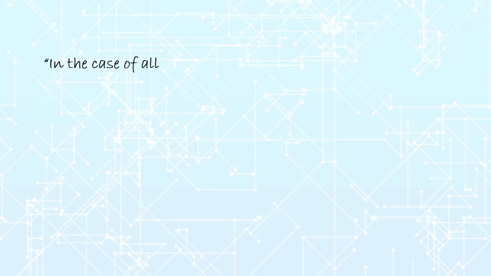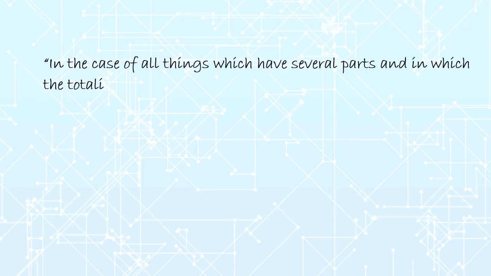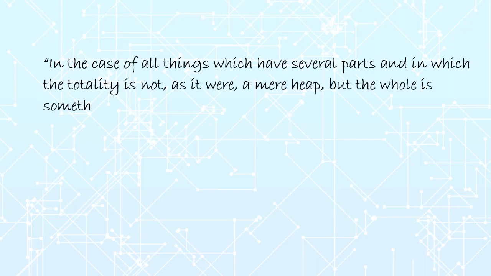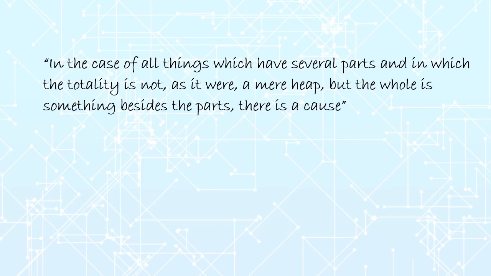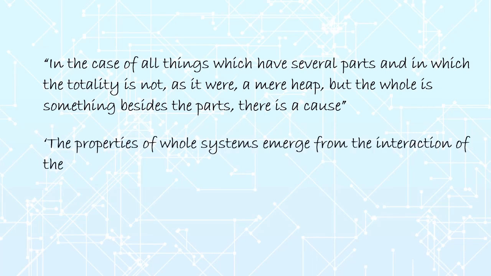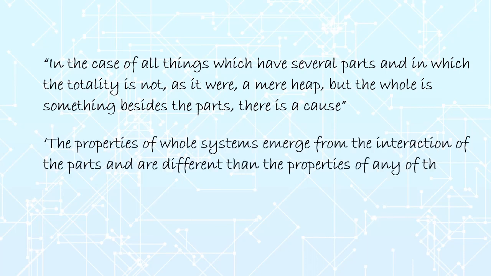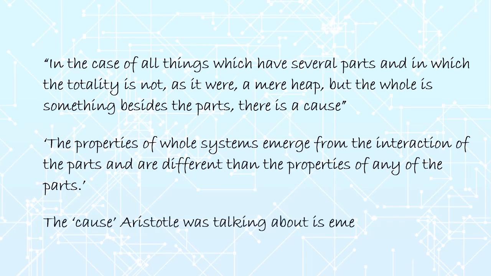2,500 years ago, Aristotle said, "In the case of all things which have several parts, and in which the totality is not, as it were, a mere heap, but the whole is something besides the parts, there is a cause." In modern systems language, we would say that the properties of whole systems emerge from the interaction of the parts and are different than the properties of any of the parts. The cause which Aristotle was talking about is emergence.